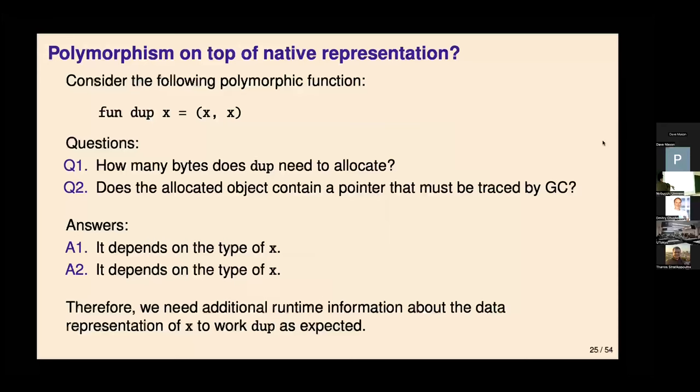So how do we realize polymorphism on top of this representation? Let us consider this div function. There are two questions. One is how many bytes does div need to allocate? The div function allocates a pair, but then how many bytes are needed for this pair? And the second question is whether the object for this pair contains a pointer that must be traced by the garbage collector. The answer is it depends on the type of X. This means that we need additional runtime information about the data representation of X, which is not expressed in the user program.